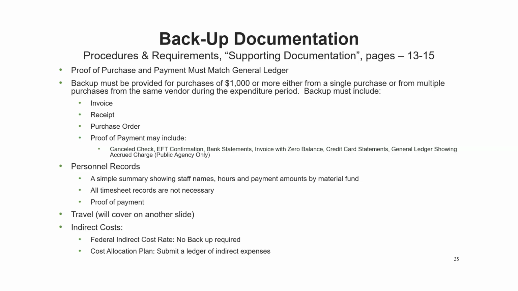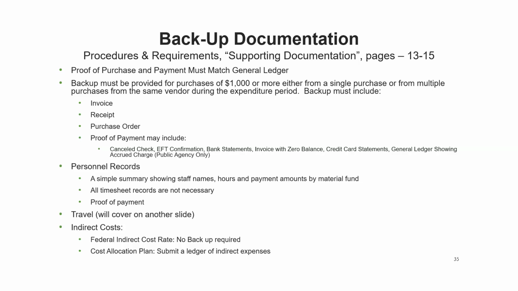If you're charging part of an invoice to us, then you should note on there how much is being charged to the grant. Backup must be provided for purchases of $1,000 or more from a single purchase or from multiple purchases from the same vendor during the expenditure period. So if you're billing us for January and you have 3 invoices to Home Depot for $400, then you're going to have to provide the backup for that because that'll add up to more than $1,000.